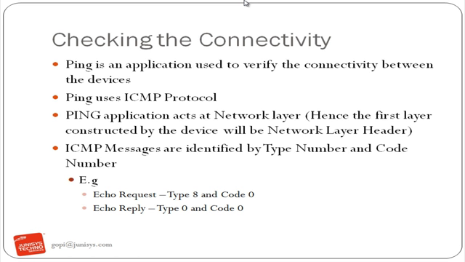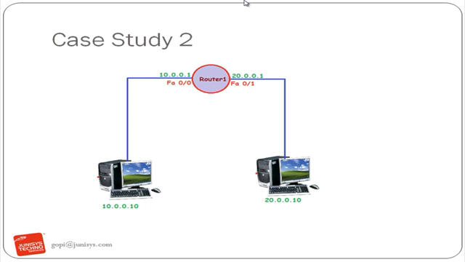So we are through with this first case study. The next one we are going to discuss is case study number 2. Here we have two PCs, both of them belonging to different networks, and we have connectivity using a router.